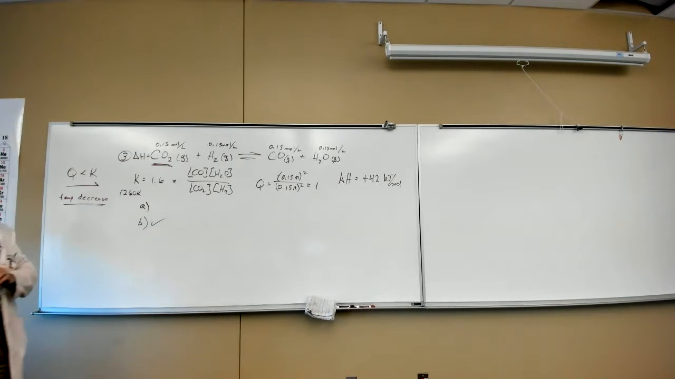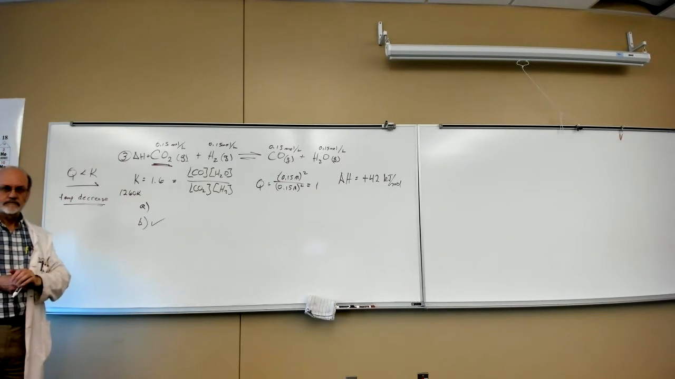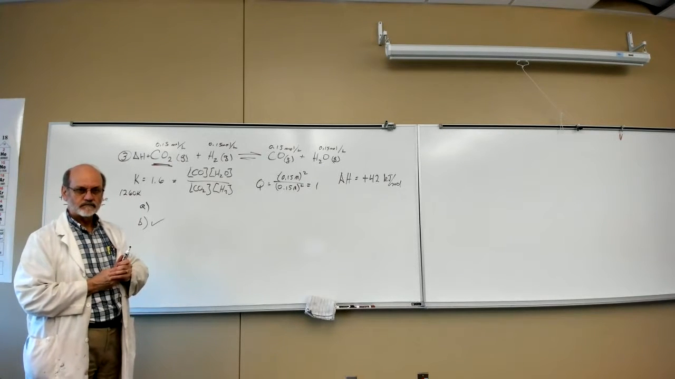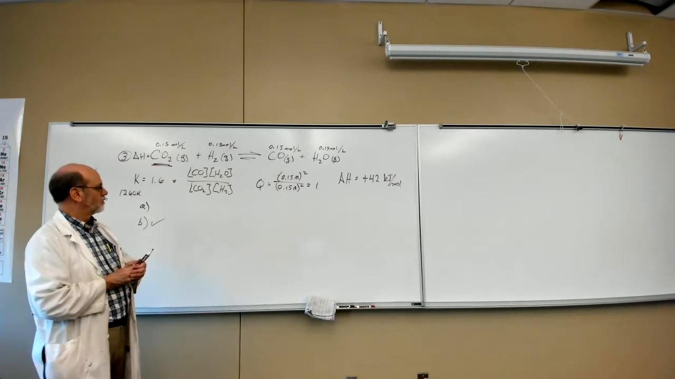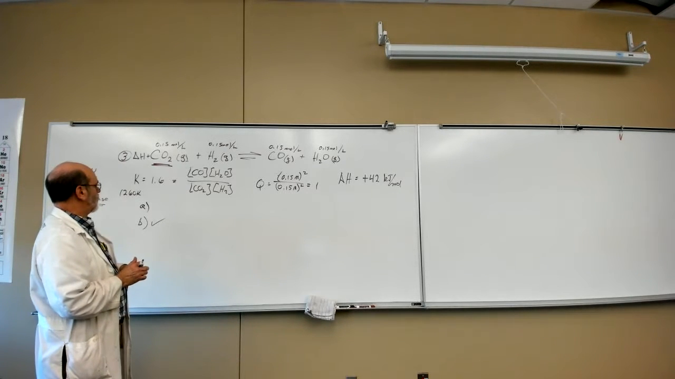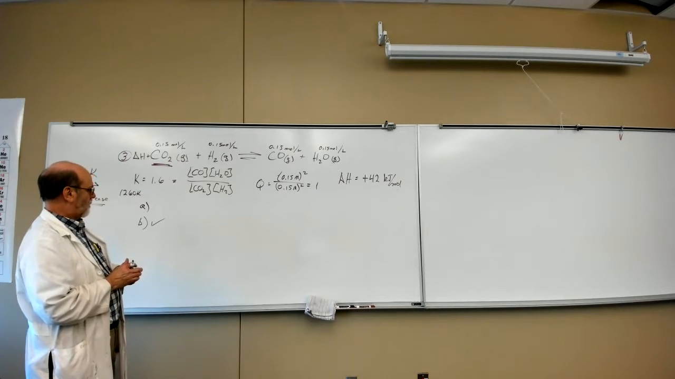Can you back up several sentences and just repeat? Why is it that, by knowing that Q is less than K, we should understand that the reaction will be going to the right? Okay.